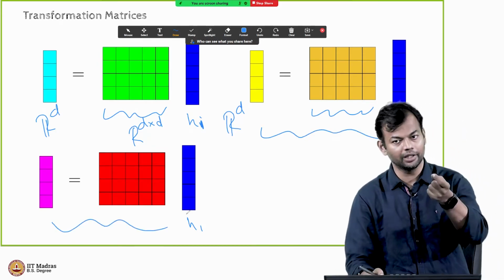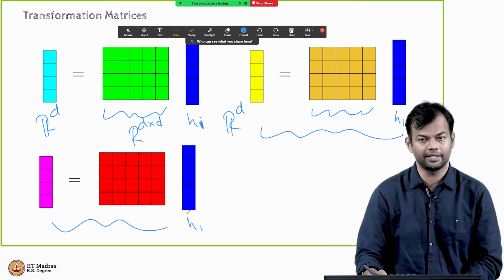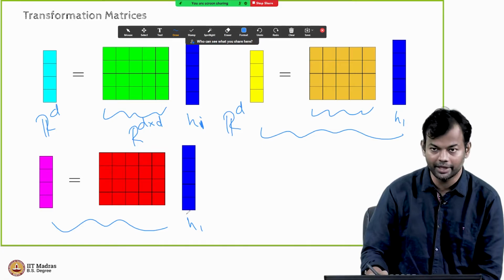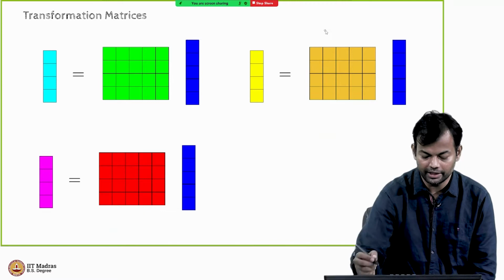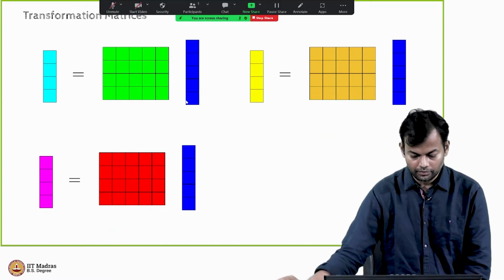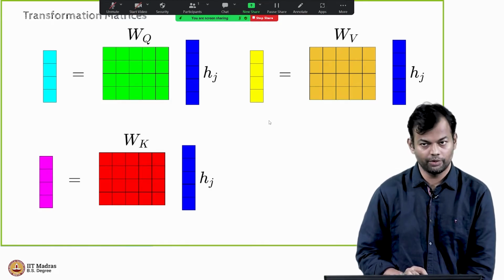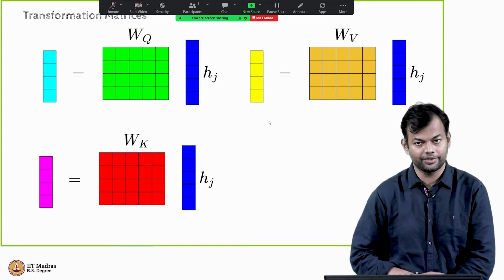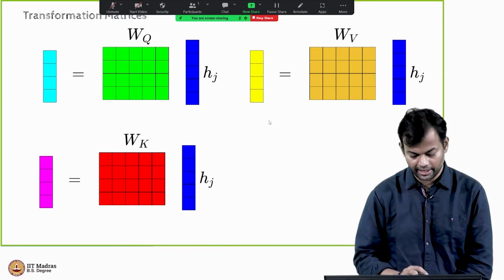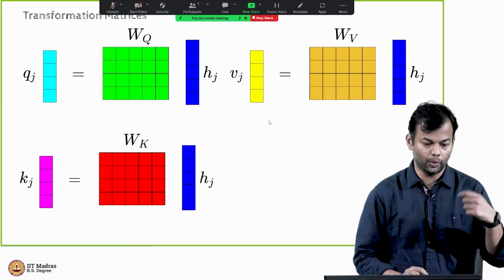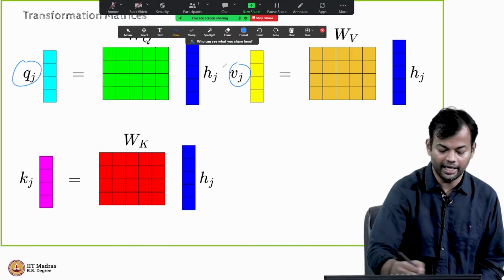So from one vector, you have been able to generate three vectors, and you needed these three vectors because three vectors were participating in your attention equation earlier. Now, what do you do with these three vectors? Let's look at their names again. These were all the HIs, or the HJs. These were your learnable transformation matrices, WQ, Q for query, WV, V for value, and WK, K for key. And what you get out is the query vector Q, the value vector V, and the key vector K.